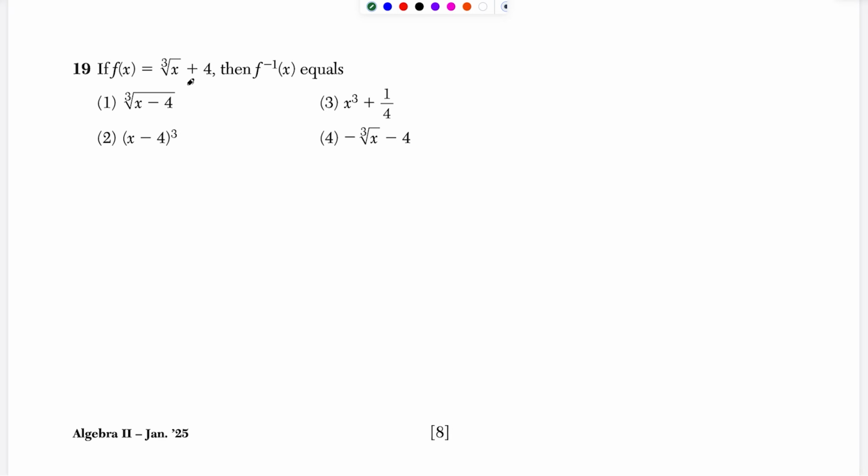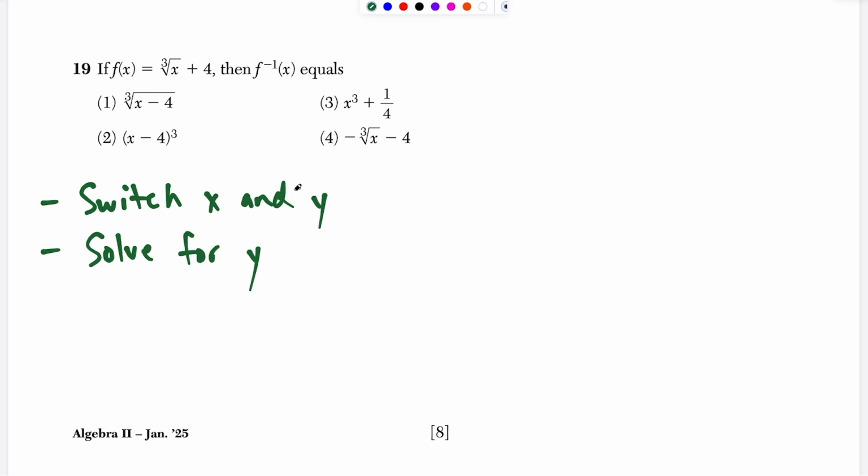Question 19, if f of x equals the cube root of x plus 4, then f inverse equals. And when you're solving questions like this, what you want to do is 2 steps. You want to switch x and y, and then next you're going to solve for y. Okay, so these are the 2 steps for finding the inverse of a function.